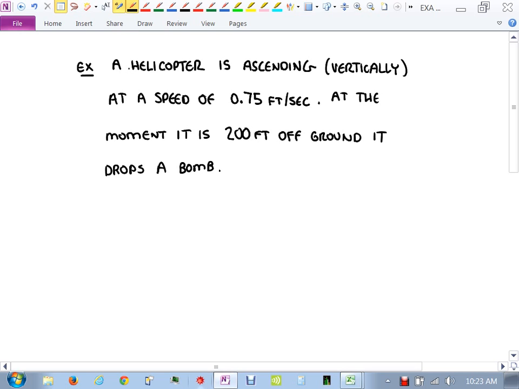So, what's happening here is we have a helicopter, right? It's ascending, which means it's going which way? Ascending means it's going up, right? So it's going up at a speed of 0.75 feet per second. That's under a foot a second, which is not very fast. And when it gets to the point where it's 200 feet off the ground, it drops a bomb. The question is going to eventually be, how long does it take for the bomb to hit the ground?